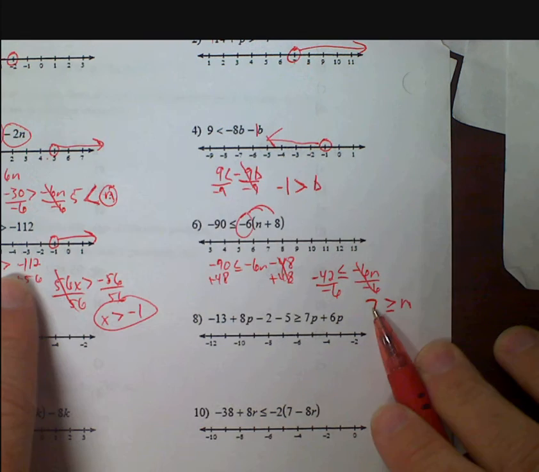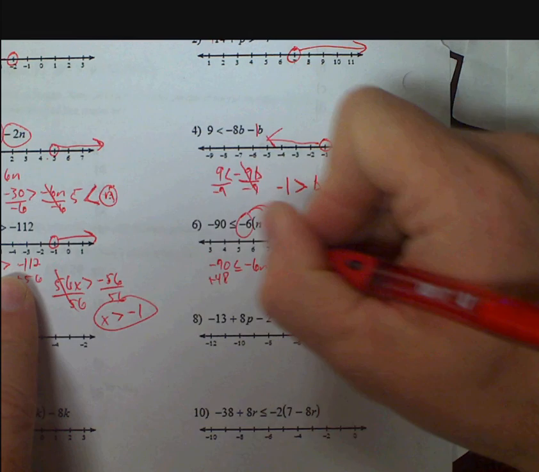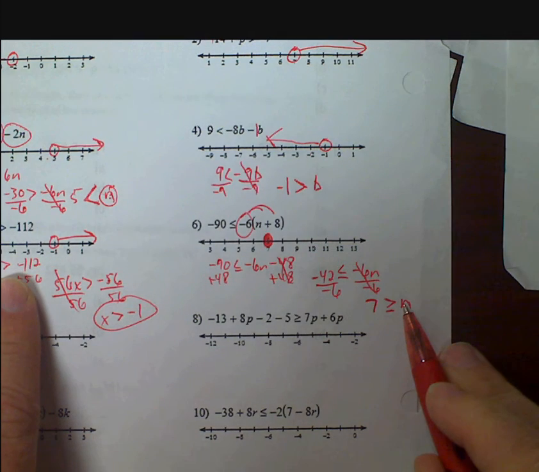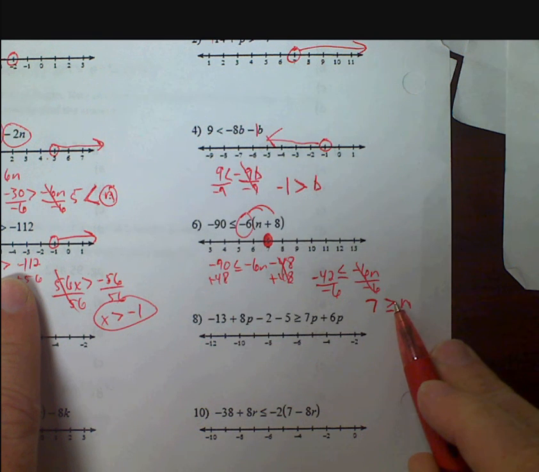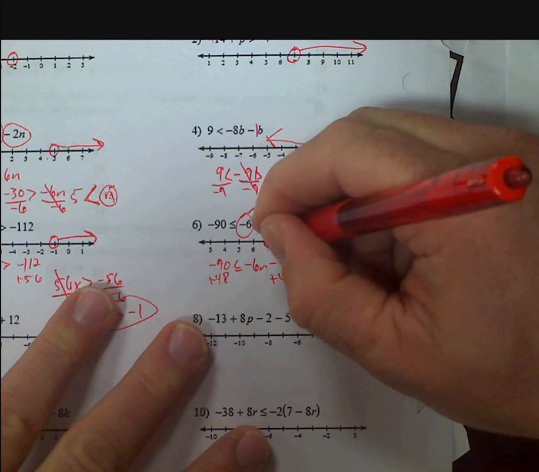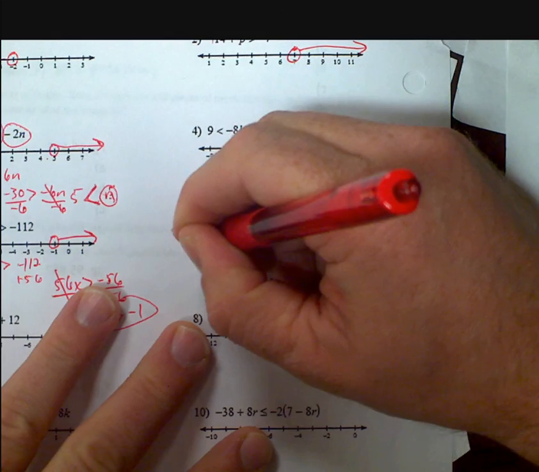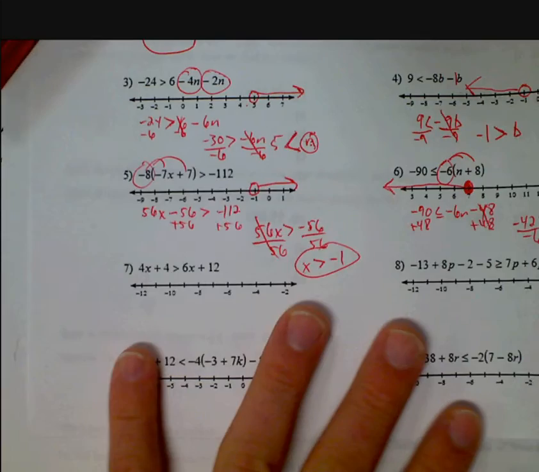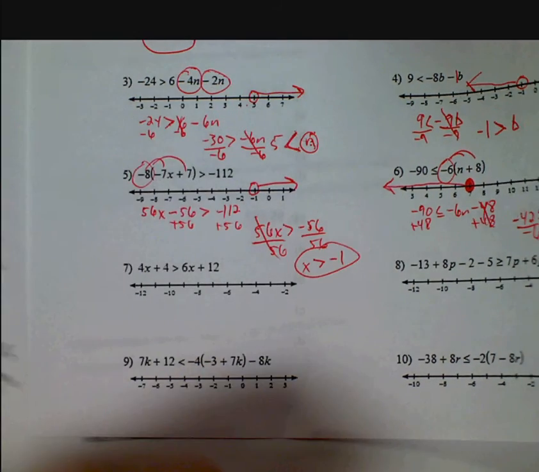So this time, I'm going to fill in my circle at 7, because that means I include 7. And how did I pronounce it? N is less than or equal to. Less than means I need values less than 7, so it's going to the left. Number 7, pause the video and solve.